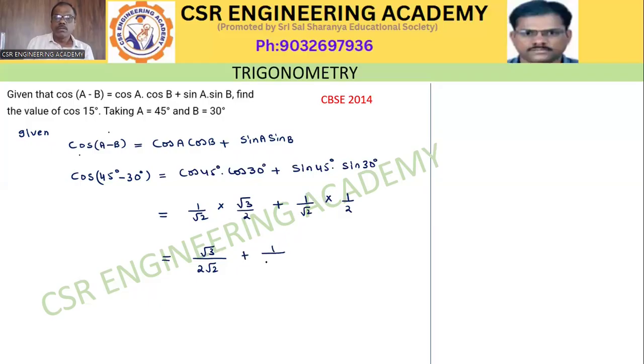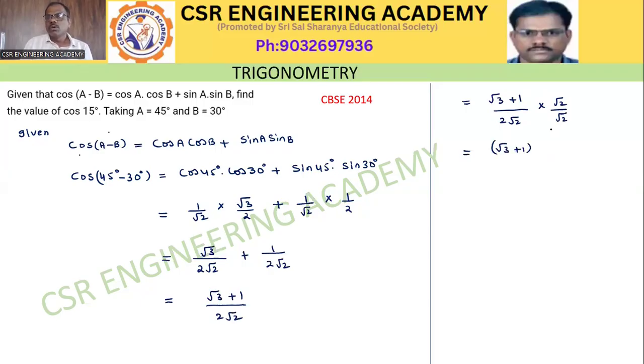Is equal to root 3 plus 1 by 2 root 2. Multiply and divide by root 2, that is root 2 divided by root 2, is equal to (root 3 plus 1) into root 2 divided by 2 root 2 into root 2, is equal to 2. 2 into 2 is equal to 4.